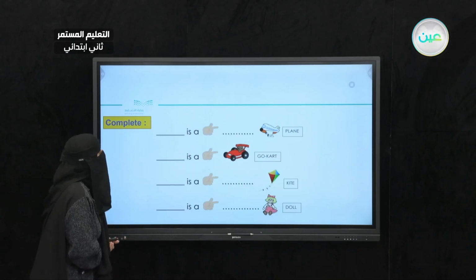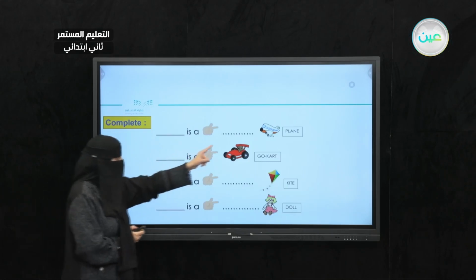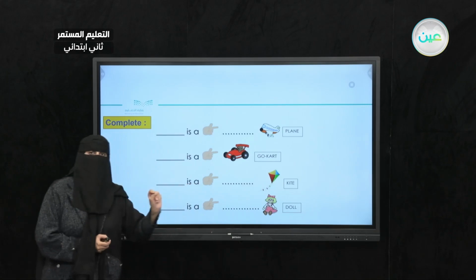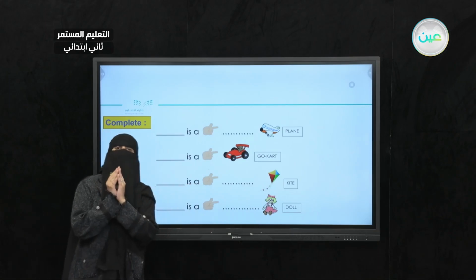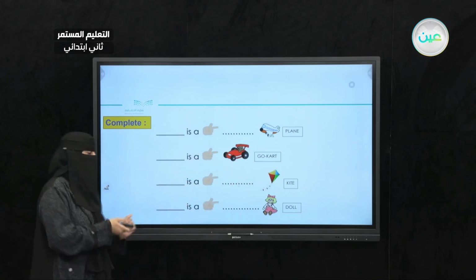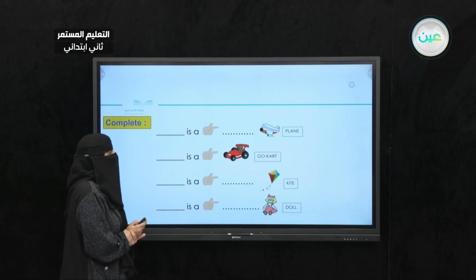Now let's have this exercise. As you can see here, I have one of each. Plane, go-kart, kite, and a doll, okay? Now, pay attention if it's close or near, or if they are far away, okay? Let's start with the first one. What do you think, my dear student? This or that?